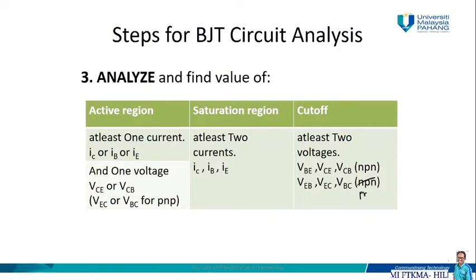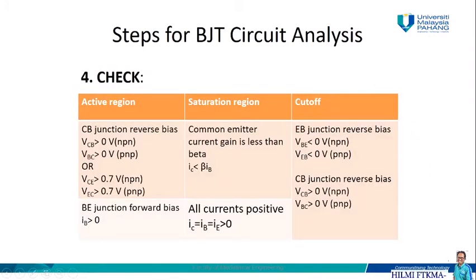For PNP, it will be to find two voltages VEB, VEC, or VBC. And then once we obtain all the values, we can check our answer. If it's in active region, then the CB junction is reverse biased, the value of VCB must be larger than 0 volt for NPN. For PNP, the value for VBC, it's just the opposite. Or VCE must be larger than 0.7 volt for NPN. For PNP, the VEC must be larger than 0.7 volt.